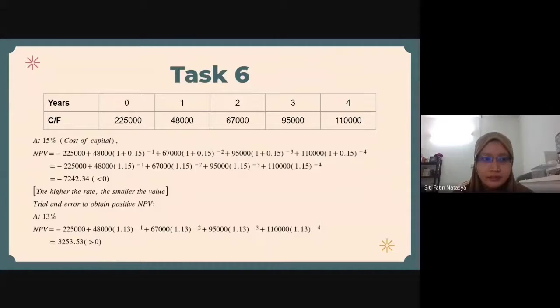Firstly, we use 15%, which is the given cost of capital. Using the NPV formula, we find that the NPV is a negative value, which is negative 7,242 ringgit and 34 cents. To obtain the next NPV value that is positive, we learned that the higher the rate, the smaller the value. So we choose a smaller rate since we want a positive NPV. So we try 13% and obtain an NPV of 3,253 ringgit and 53 cents.